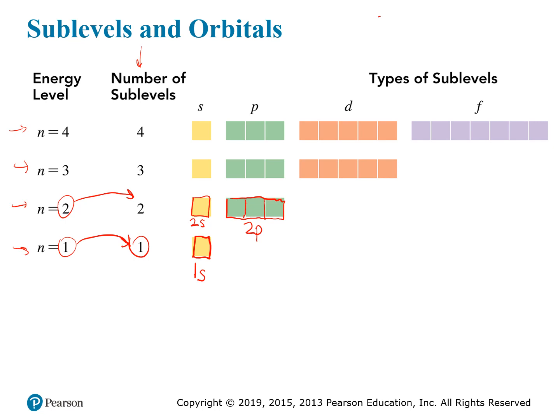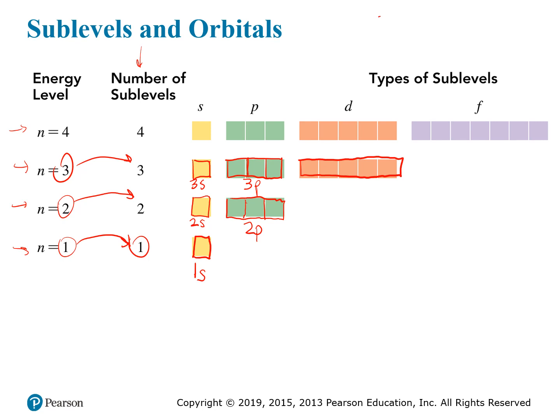For n equals 3, we have 3 sublevels. We have an S, we have a P, and now, since we need a 3rd sublevel, we also have a D sublevel. So the S sublevel for n equals 3 is a 3s orbital. It's a single 3s orbital. For the P sublevel for n equals 3, the sublevel we can call 3p, and we would say that there are 3 separate 3p orbitals.